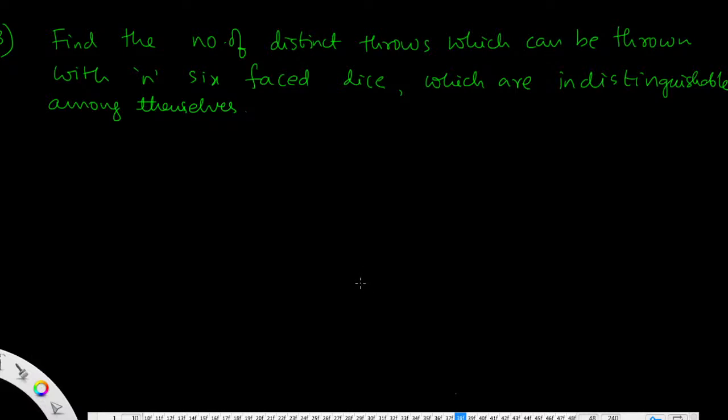Find the number of distinct throws which can be thrown with n six-faced dice which are indistinguishable among themselves. The meaning is what? English class is happening here. Distinct meaning is identical.